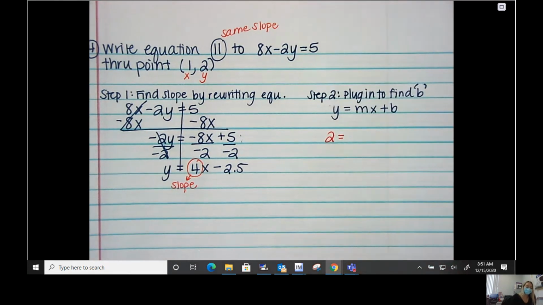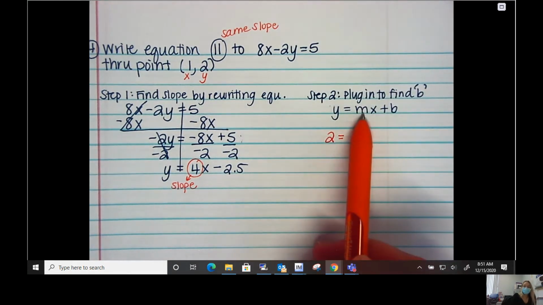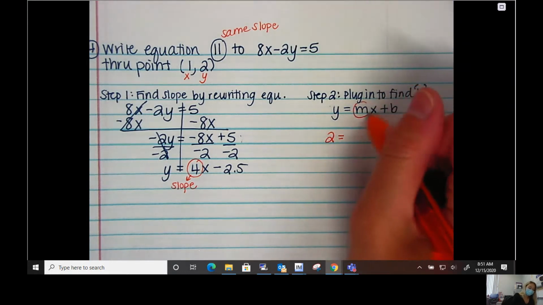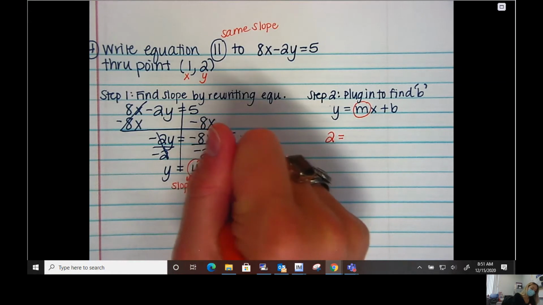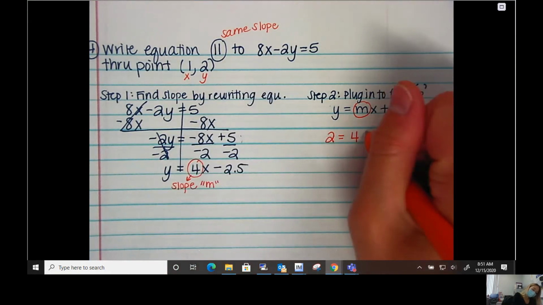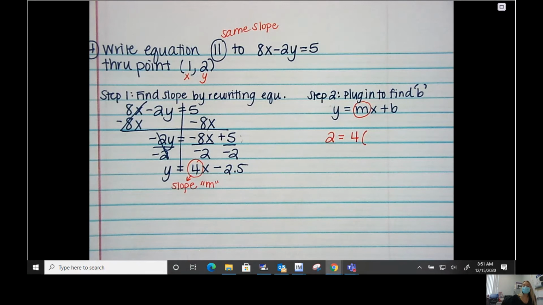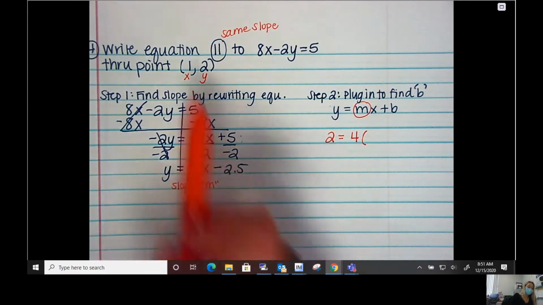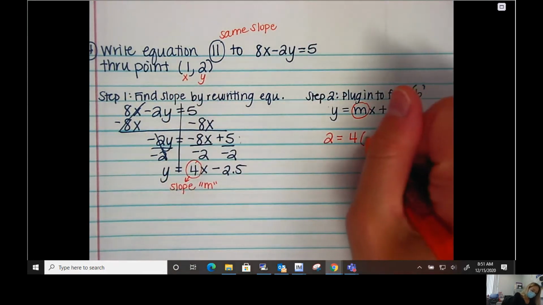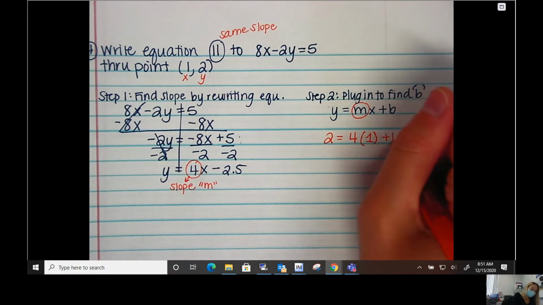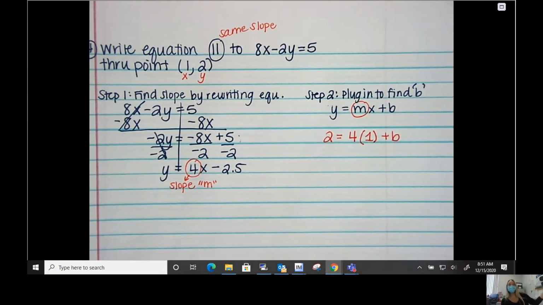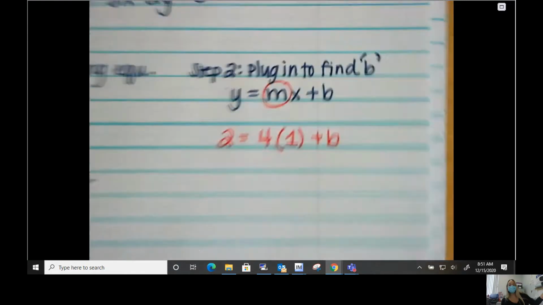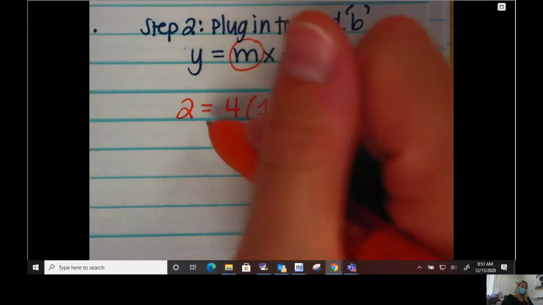What number are you going to plug in for m? M is your slope. You're going to plug in 4. Maybe next to slope we write m. What number are you going to plug in for x? 1. And then you're going to put plus b because that's what you're going to solve for. So now I'm going to zoom in here. We're just solving for b like an algebra problem.